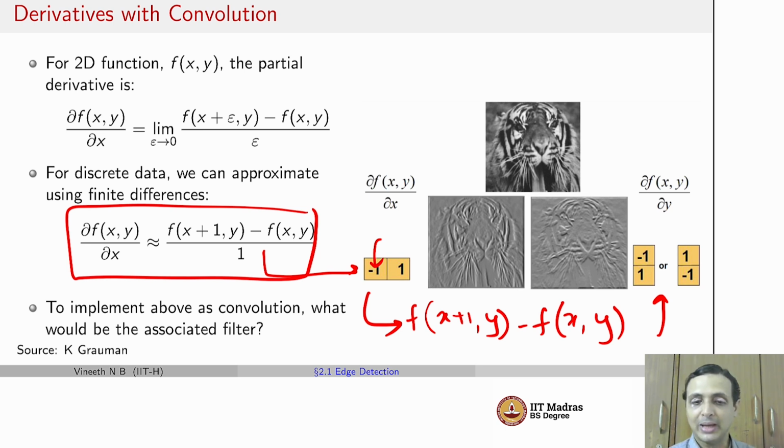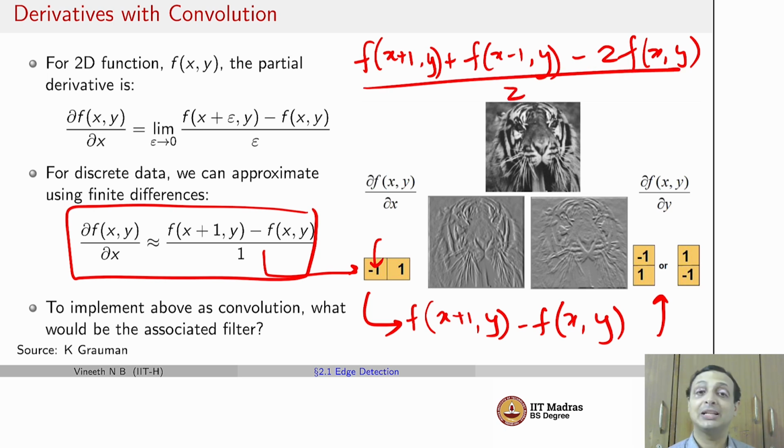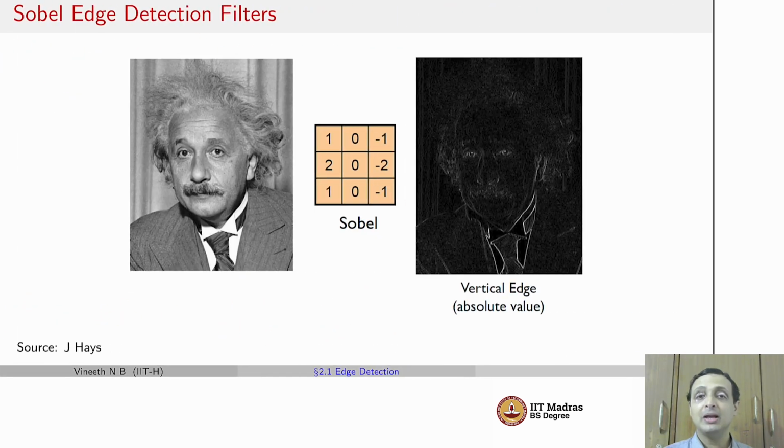For example, you can say a gradient can also be written as f(x+1,y) plus f(x-1,y) minus 2f(x,y), divided by 2. That is also a valid approximation of gradient. So there are multiple ways of defining the gradient depending on how far you want to go in your neighborhood around the point at which you're computing the gradient. Here is another example of a 3x3 filter.